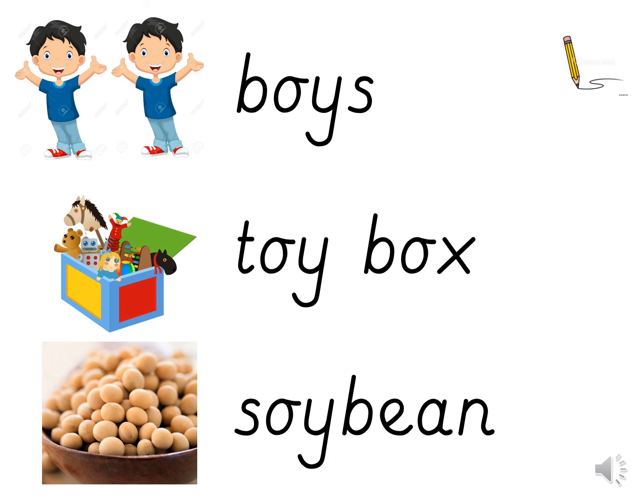Look at these spellings and compare them to yours. Can you tick them? And can you fix any marvellous mistakes? Did you remember the plural S on the end of boys? Did you remember that toy box is actually two words? And soybean has our E digraph in it from yesterday.